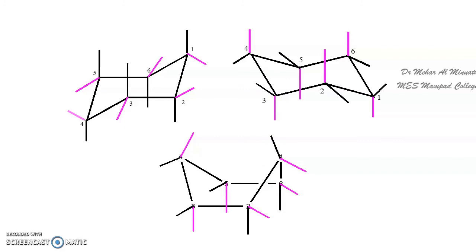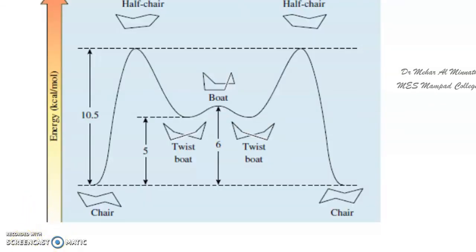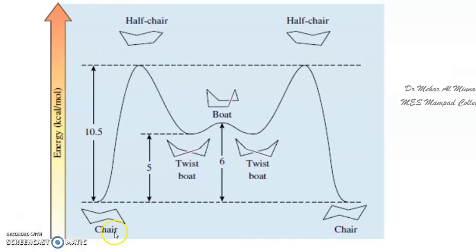Now, when the energy of these conformations was analyzed, they came up with the energy profile diagram, which shows like this. That is, the chair conformation has the lowest energy and the half chair conformation has the maximum energy. So we can say the chair conformation is the most stable conformation in cyclohexane. We did see a few reasons why chair is more stable than boat in the last video. You can go back to that video and check it out.